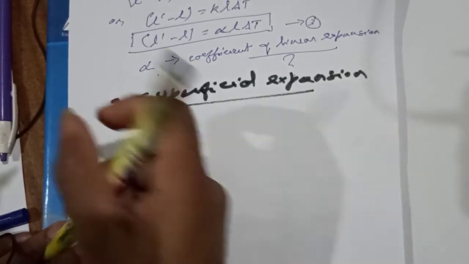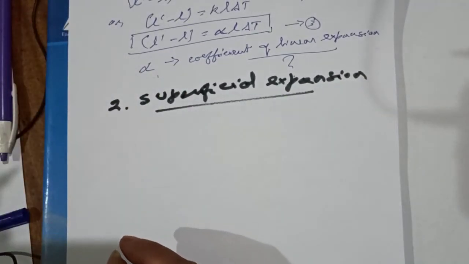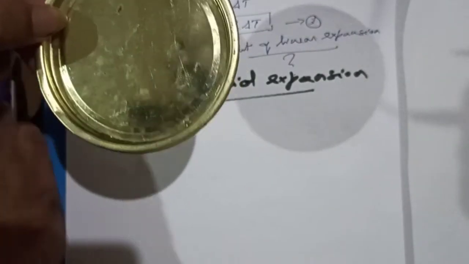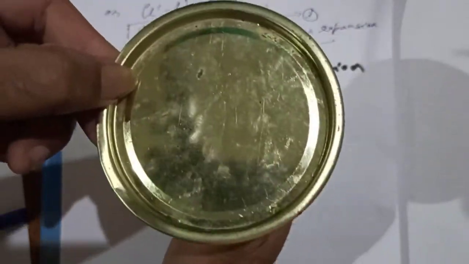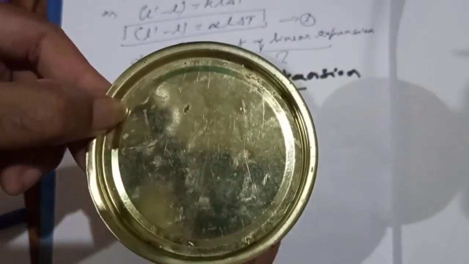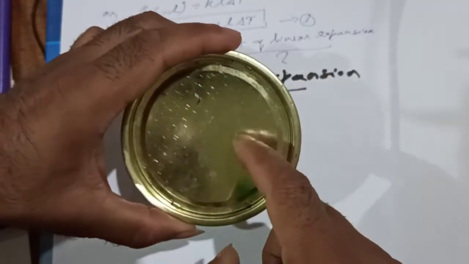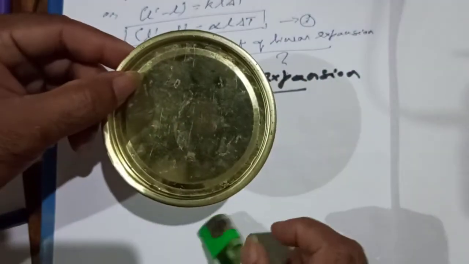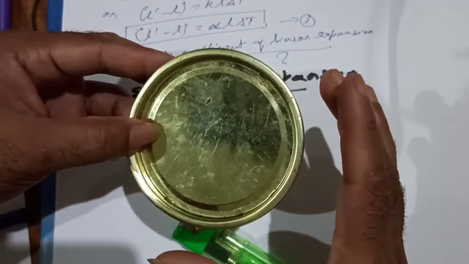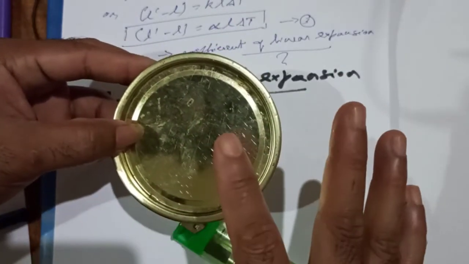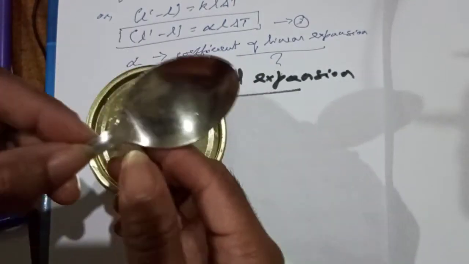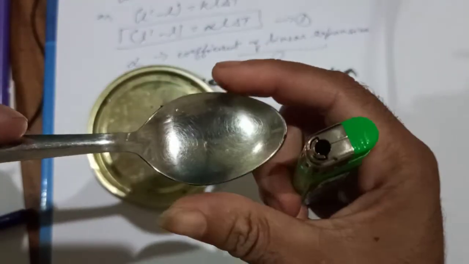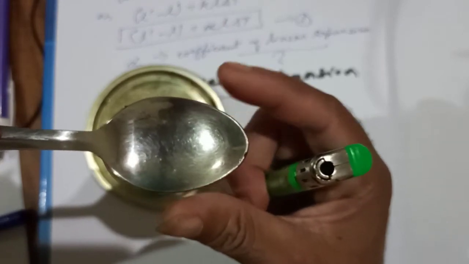Okay, superficial. What does superficial mean? Let me take this. Instead of an iron rod, this is a plate. If I heat this plate for a long time, some area will enlarge, meaning expanded, or maybe the whole portion of this area will be expanded a little bit. Or this spoon: if we give some heat to this spoon for a few minutes, then we will see some change in area, a little bit.